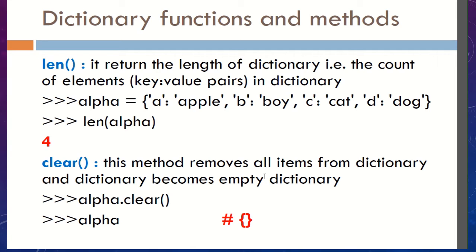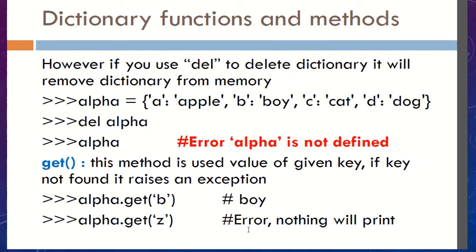The clear function is used to remove all items from the dictionary and it will return an empty dictionary. If we write alpha.clear, then when we print alpha, it will give us the output as an empty dictionary. Now dictionary functions and methods. However, if we use del to delete the dictionary, it will remove the dictionary from memory. Okay, but how to get it.